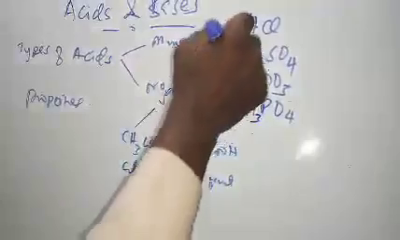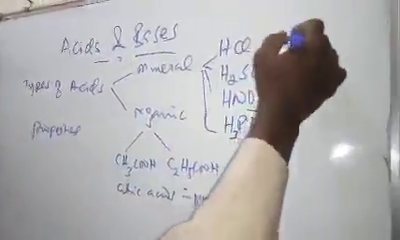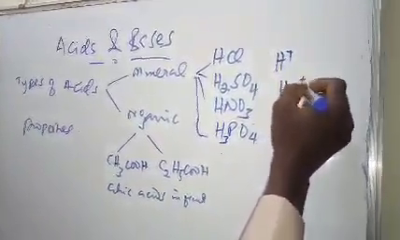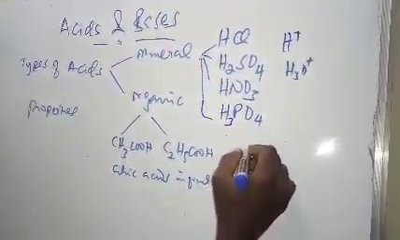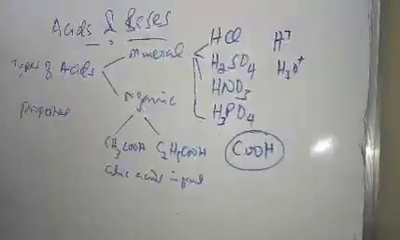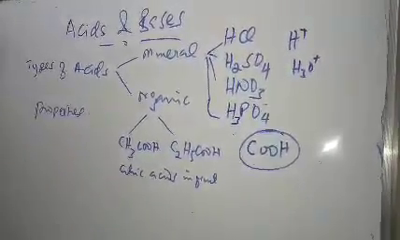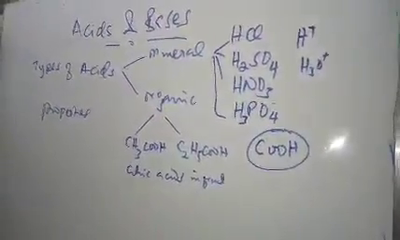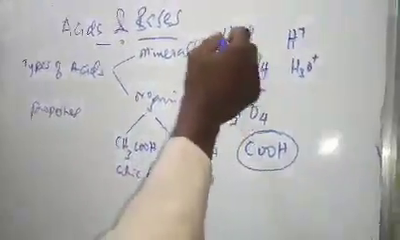The mineral acids get their acidic property as a result of the presence of proton or hydronium ion. But in the case of the organic or carboxylic acid, the presence of COOH imparts the acidic property on them. That is the functional group of all organic acids, the carboxylic acids. And in mineral acid, we have hydrochloric acid, which is HCl.